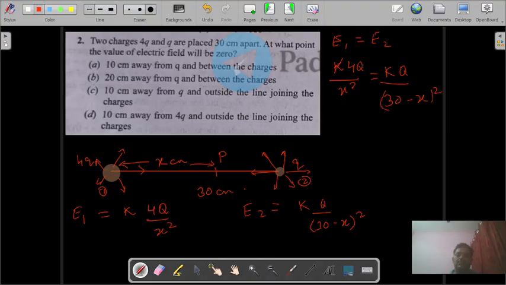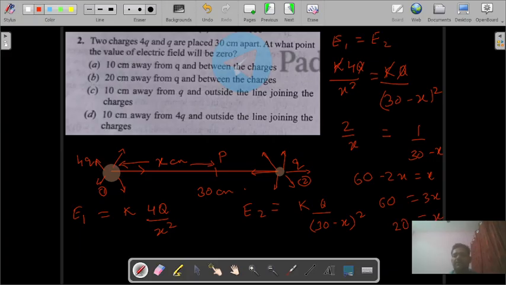Now, from both sides, k cancels out, Q cancels out. We can solve this by taking the root on both sides. We get 2 over x equals 1 over (30 minus x). We get 60 minus 2x equals x. 60 equals 3x, and hence we get x equals 20 centimeter.